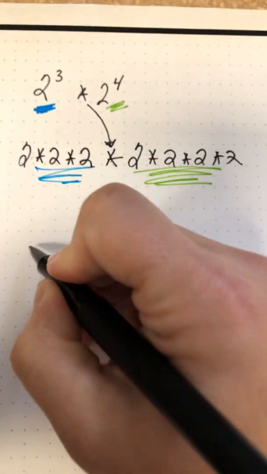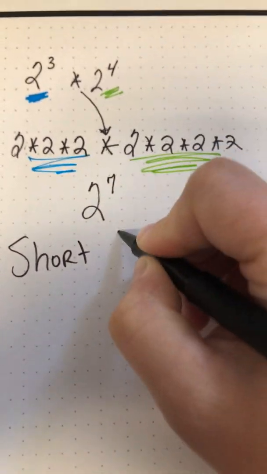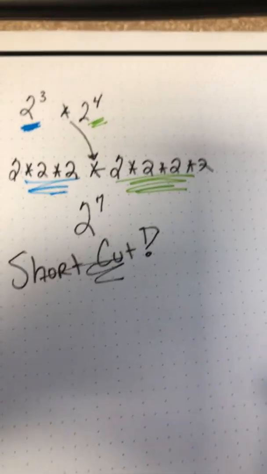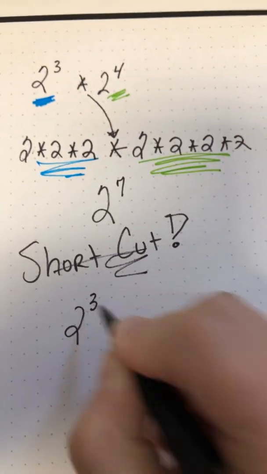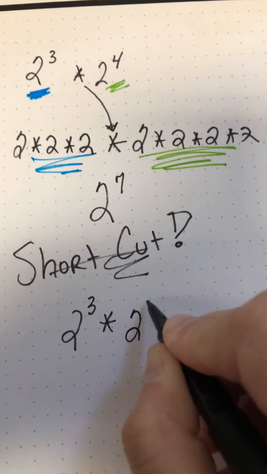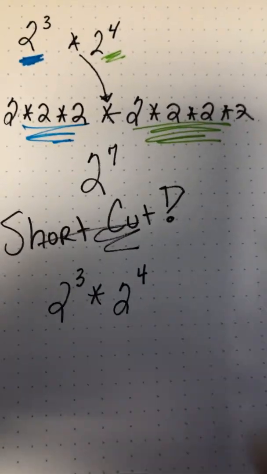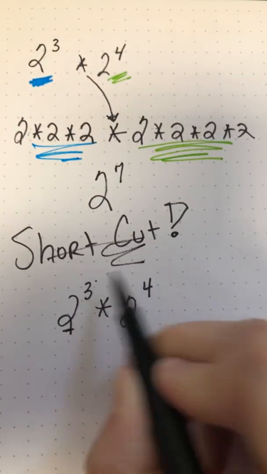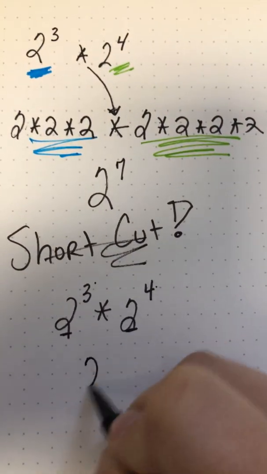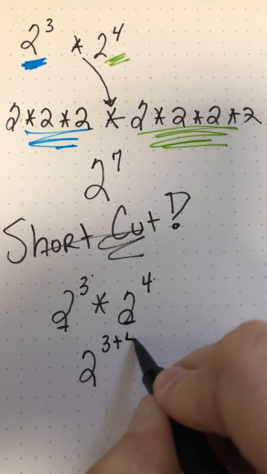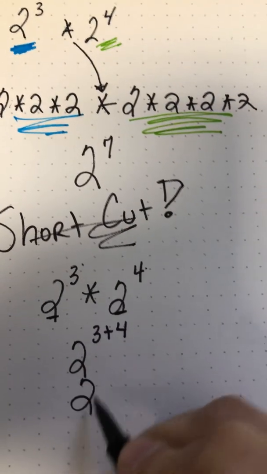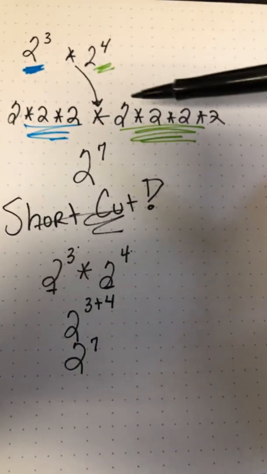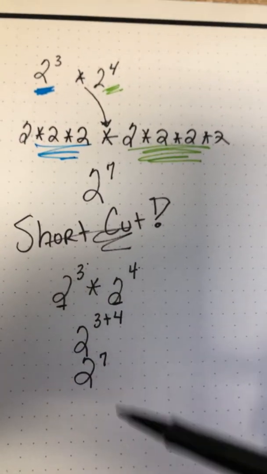But there is a shortcut. We like shortcuts. The shortcut is you take 2 to the third multiplied by 2 to the fourth, and since the base is the same, we can simply add these two. So it would be 2 to the 3 plus 4, or 2 to the 7th power. A lot less work from here to here, but the answer is the same.